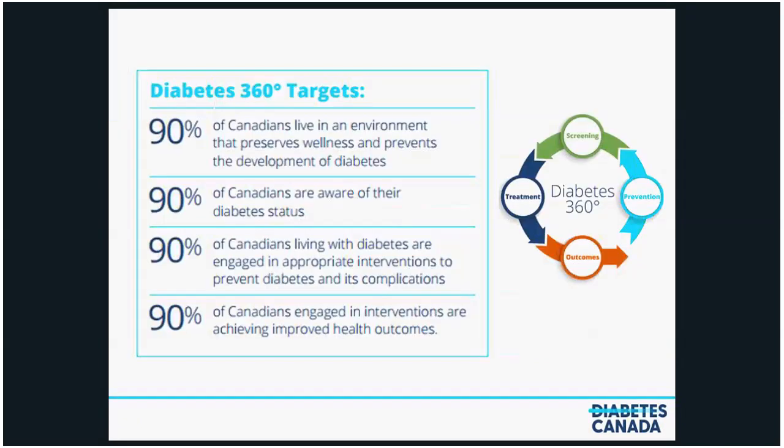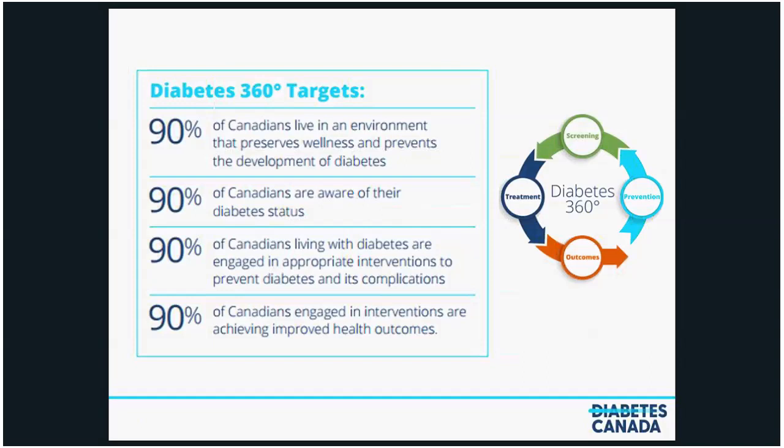Diabetes 360 recommends 4 targets. We recommend that by a certain point in the future, and it will be for the government to determine when that should be, we want to see that 90% of Canadians are living in an environment that preserves wellness and prevents the development of diabetes. Right now, we live in an environment that promotes obesity and other chronic diseases, including diabetes. And so we want to take some measures to reduce that prevalence by improving the environment in which we all live and preventing people from developing diabetes in the first place.